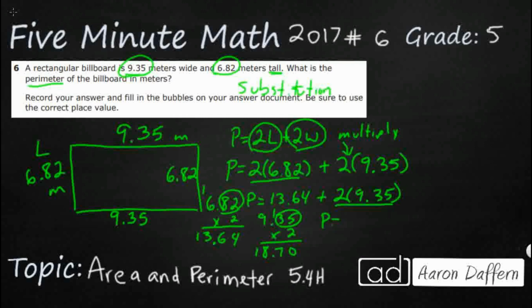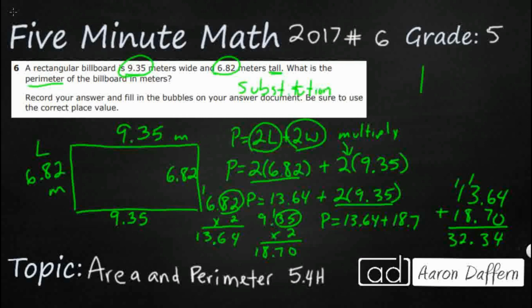I've got P equals 13.64 plus my 18.7. I don't really need the 0.70. Now we finally get to add. Let's add these things right here. 13.64, 18.7. Add them up. Bring the decimal straight down. We can put a 0 there if we really want to. 13. That's going to be 12.